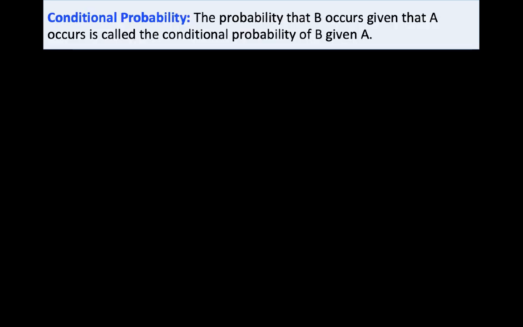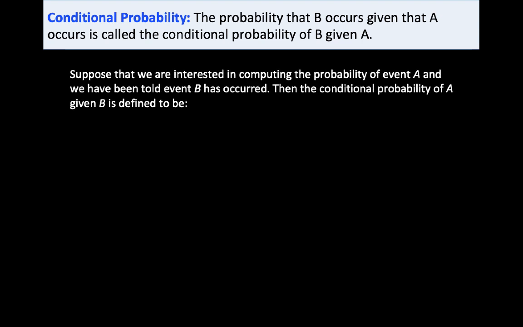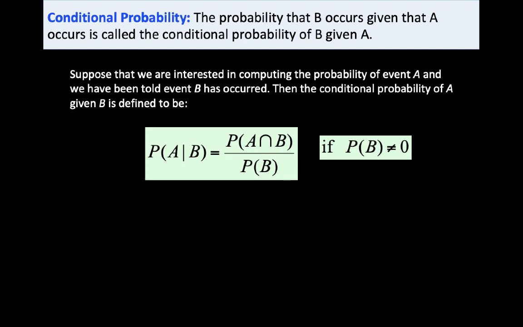Next, go to conditional probability. The probability that B occurs given that A occurs is called the conditional probability of B given A. Suppose that we are interested in computing the probability of event A and we have been told event B has occurred. Then the conditional probability of A given B is defined to be probability of A given B equals probability of A intersection B over probability of B, if probability of B is not equal to 0. It is clear, its denominator can't be 0.